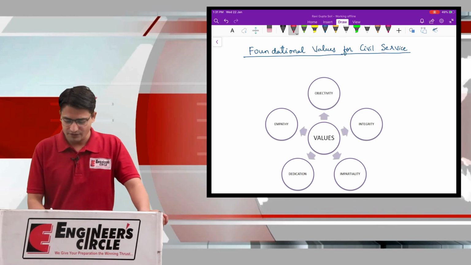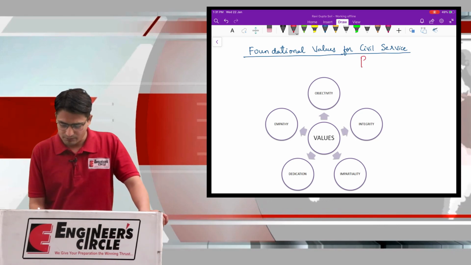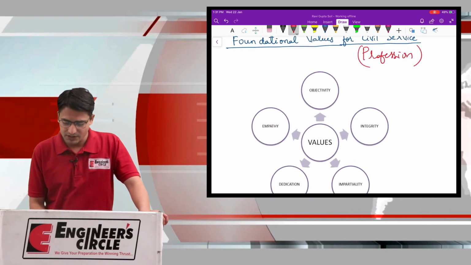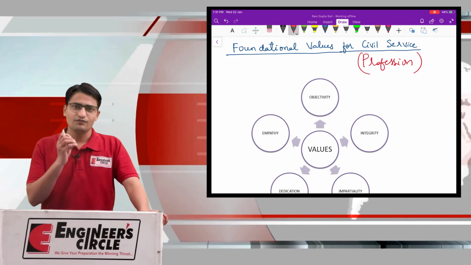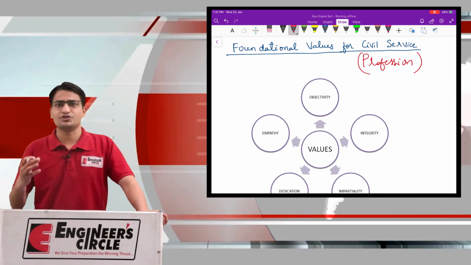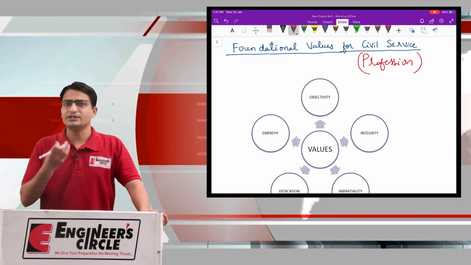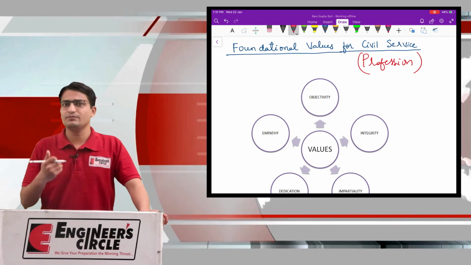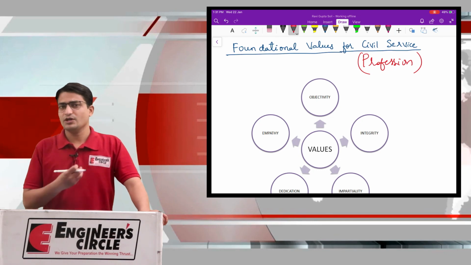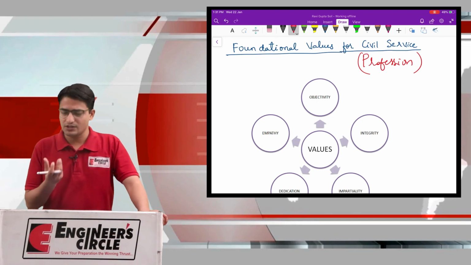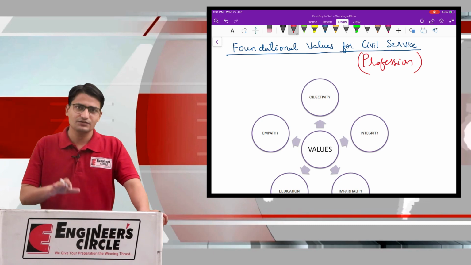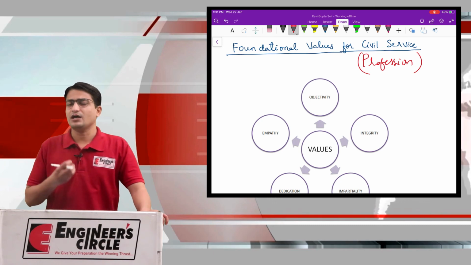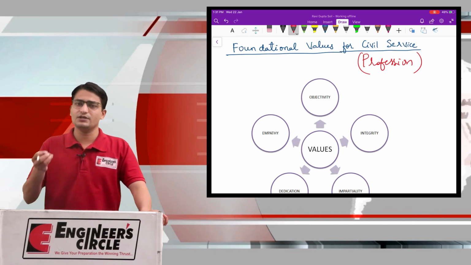And here if I use the word profession instead of civil service, then the meaning remains the same, that is foundational values for profession. So in any engineering profession or technical profession, these values remain the same. If you are a doctor or an engineer, then you can directly say that these 5 values that we will study are the basic values that one must follow.